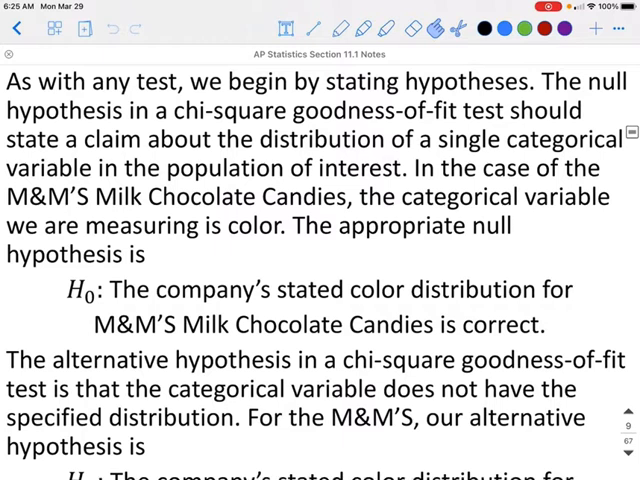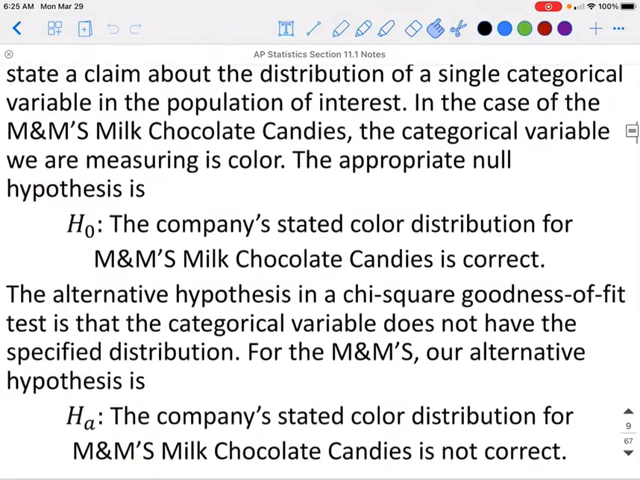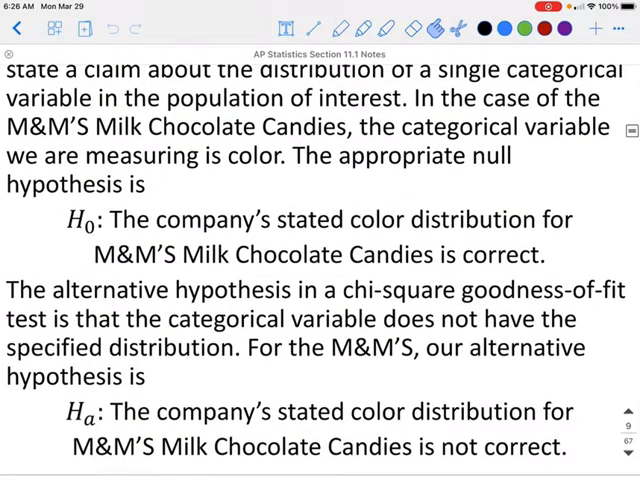As with any test, we begin by stating hypotheses. The null hypothesis in a Chi-Square Goodness of Fit test should state a claim about the distribution of a single categorical variable in the population of interest. In the case of the M&Ms, the categorical variable we are measuring is color. The appropriate null hypothesis is that the company's stated color distribution for M&M chocolate candies is correct. The alternative hypothesis in a Chi-Square Goodness of Fit test is that the categorical variable does not have the specified distribution. Our alternative hypothesis would be that the company's stated color distribution for M&M candies is not correct.